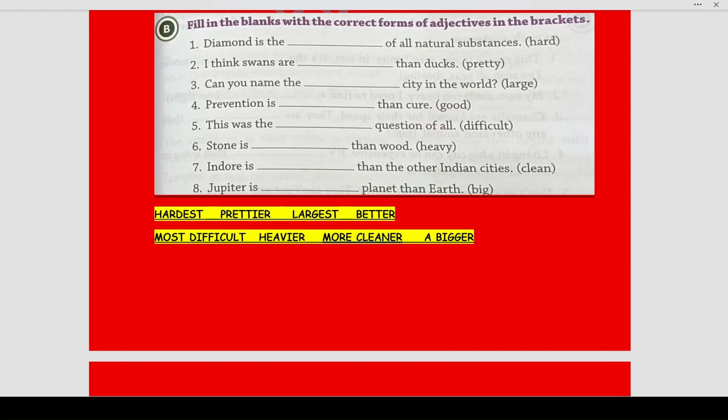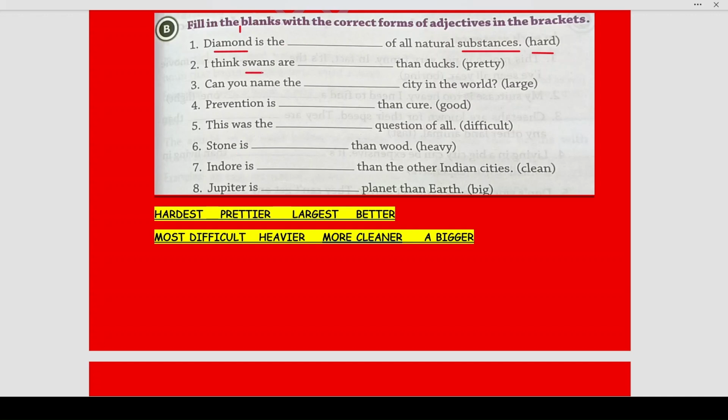Fill in the blanks with the correct forms of adjectives in the brackets. The adjective is given, hard, which is in the positive degree. Diamond is the dash of all natural substances. There is more than one natural substance, including diamond. So, because there is a comparison between one and more than two substances, the superlative will come. Diamond is the hardest of all natural substances.